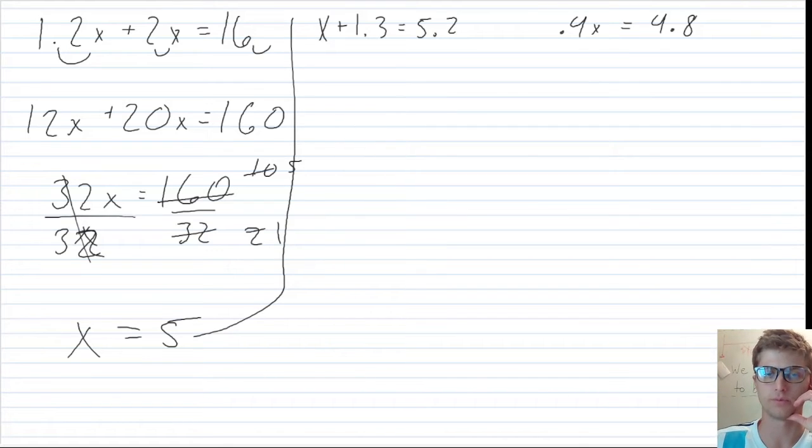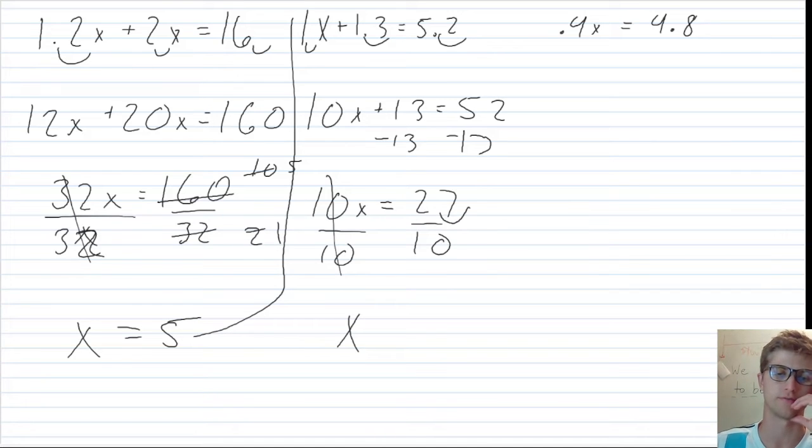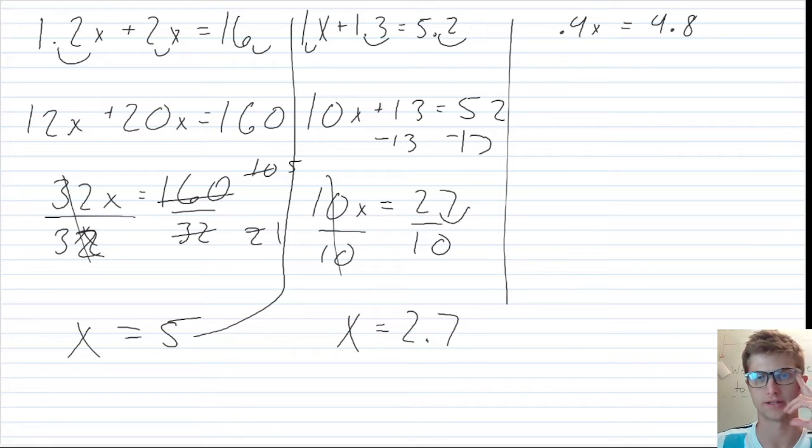What's the most number of decimal places? We got to move 1. We'll move everything over once, and don't forget about our imaginary 1 in front of the variable. 10x plus 13 equals 52. Subtract both sides by 13. 10x equals 39. Divide by 10, divide by 10. If multiplying by 10 moves our decimal to the right once, dividing by 10 moves our decimal to the left once. 3.9. I don't know. I'm not going to look back.